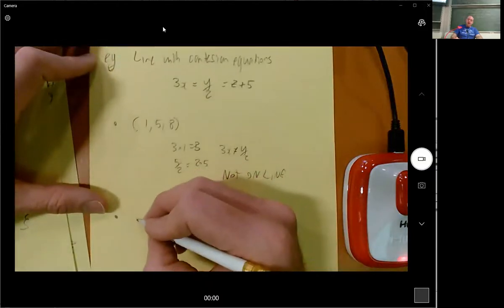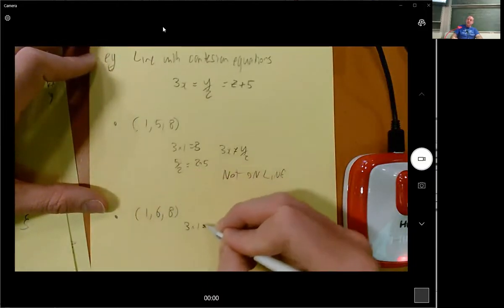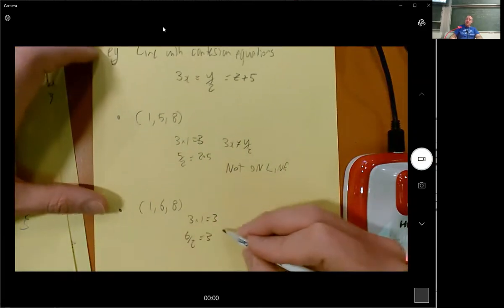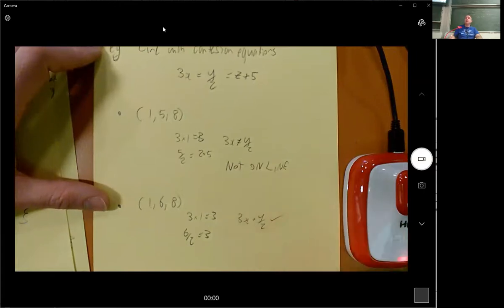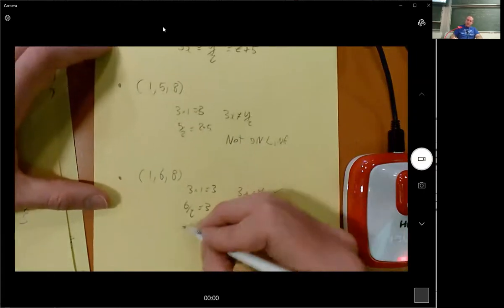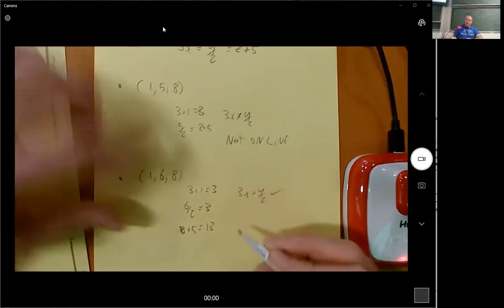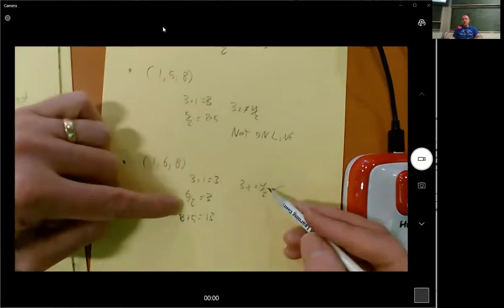But if I had 1, 6, 8, then 3 times 1 would be 3, and 6 divided by 2 would also be 3. And so yes, this one's working. The 3x is indeed y on 2. That's good. Let's just have a look. The z plus 5, 8 plus 5 is 13, which is not 3, and so it's still not on the line because it's supposed to be the same as y on 2.